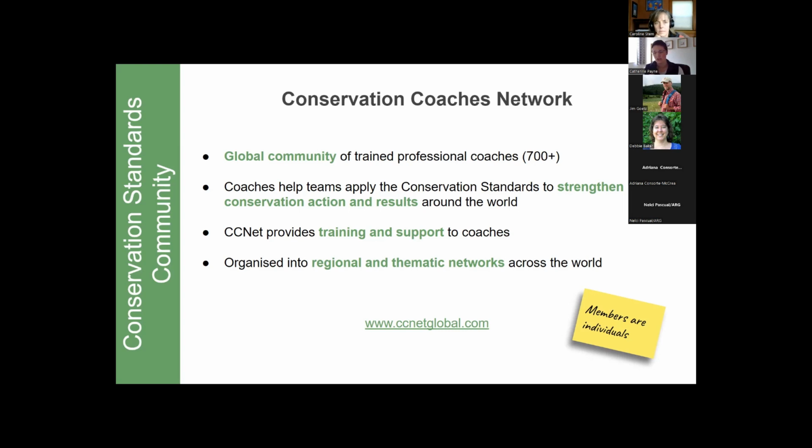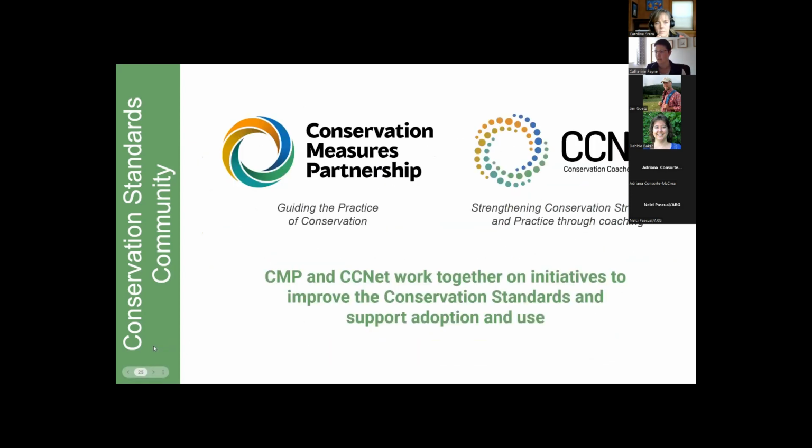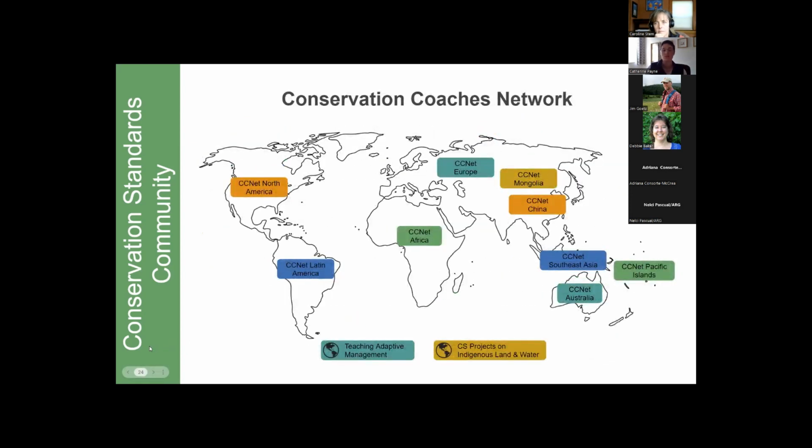CCNet is organised into regional and thematic networks. So I'm going to show you a few of those now. So hopefully you'll see your region represented here. It's a global network, and within that there are also regional networks. And there's also, down the bottom, 2 thematic networks as well.